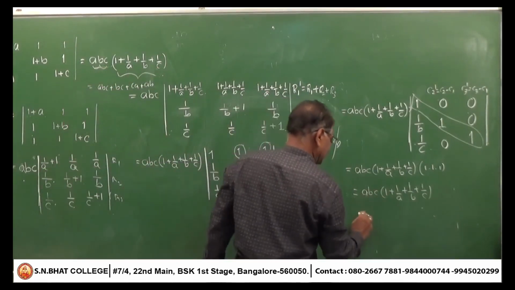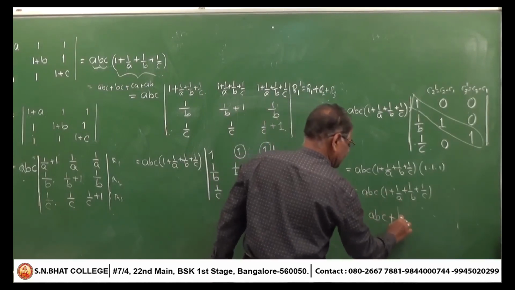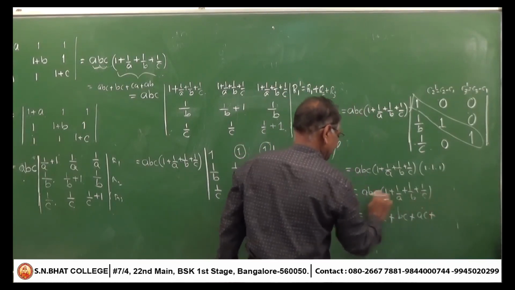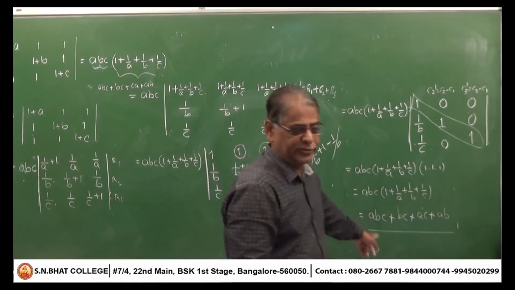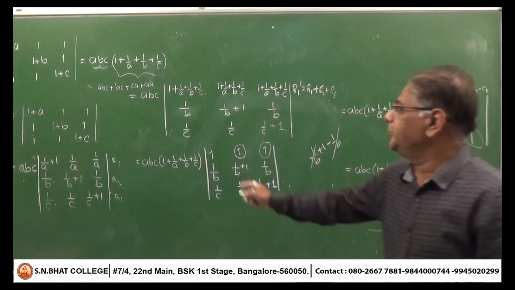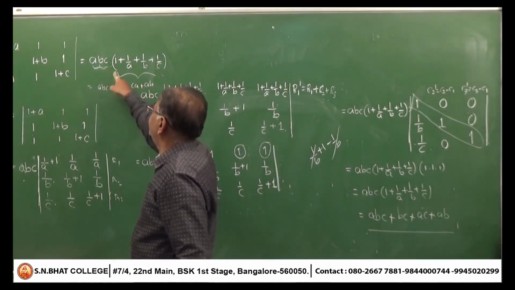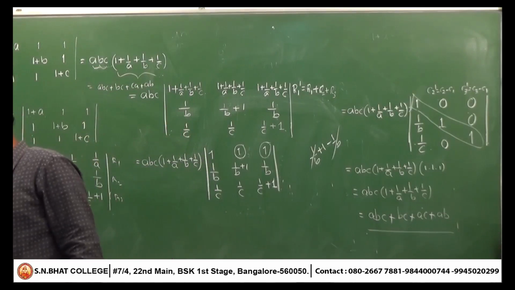It is nothing but ABC into 1 is ABC. Here A gets cancelled, BC. Here B gets cancelled, AC. Here C gets cancelled, AB. They may ask this question also. This is the answer. Sometimes they will ask this as the answer. Just multiply. Okay, I will continue in the next class.